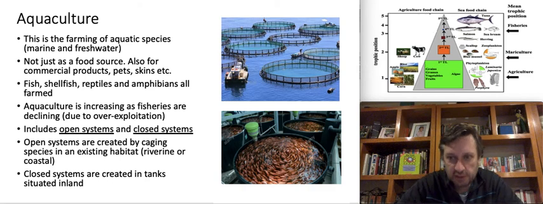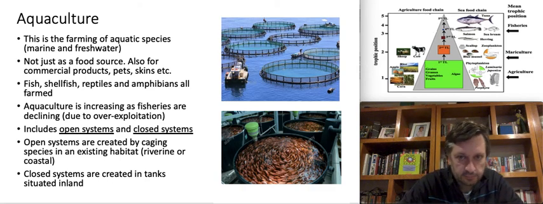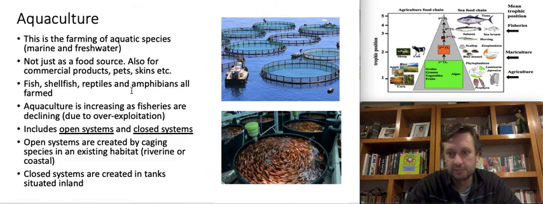Okay, and then we'll come to the last part. I'll leave fisheries behind and talk about aquaculture. So I've said aquaculture is the farming of aquatic species, not just fish, but largely fish species. Not just food, but also for, well, I didn't mention this before, skins. Fish for pets is another example, seaweeds.